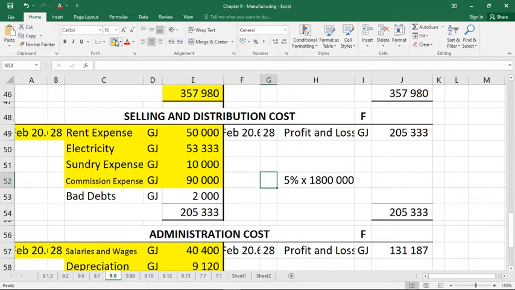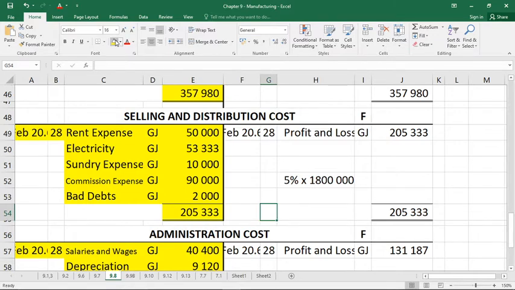The next adjustment, number 12, bad debts amounting to 2,000 Rand was written off during the year. Bad debts is also an expense associated with selling. So my debit side here, bad debts, general journal, 2,000. Okay, debit side is complete with selling and distribution.